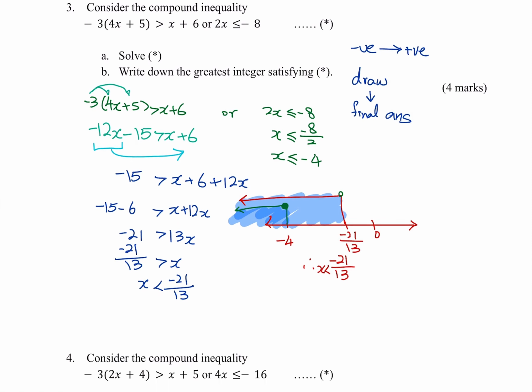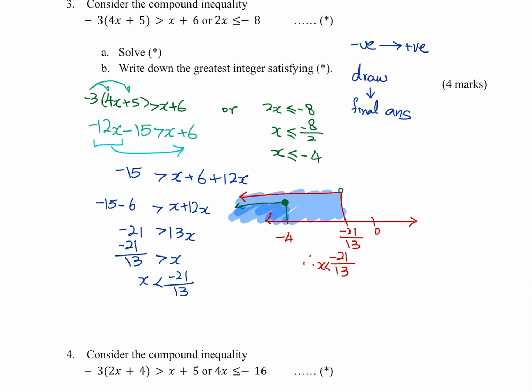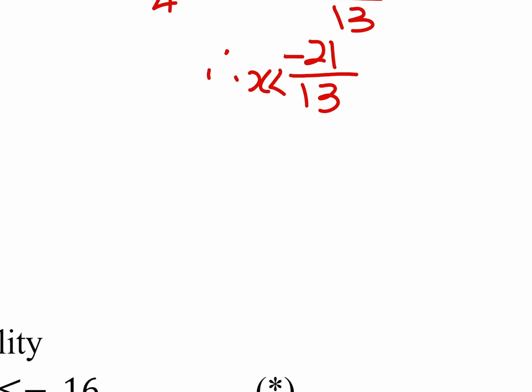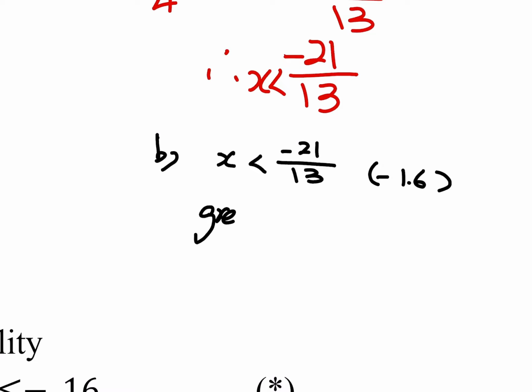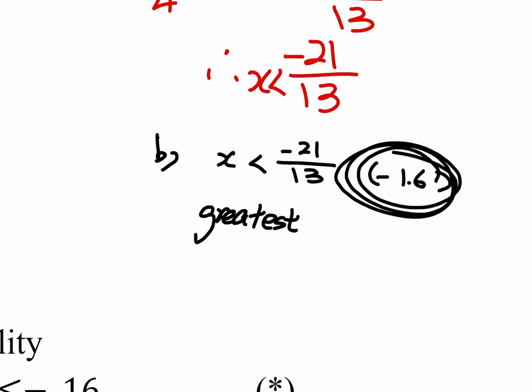Now part B, most students get confused, like whether I have to use this or this. This is your final answer, right? So only with this final answer you find part B. Since your answer is this one, negative 21 over 13 is around negative 1.6. So you want to find the greatest number that is smaller than this. The more negative, the smaller the number is. And you need to be the number smaller than negative 1.6.